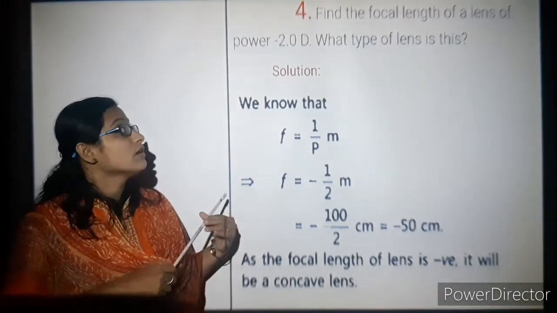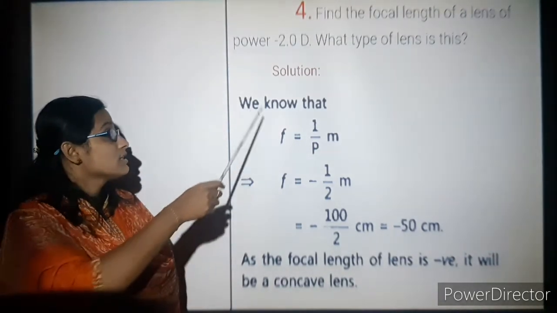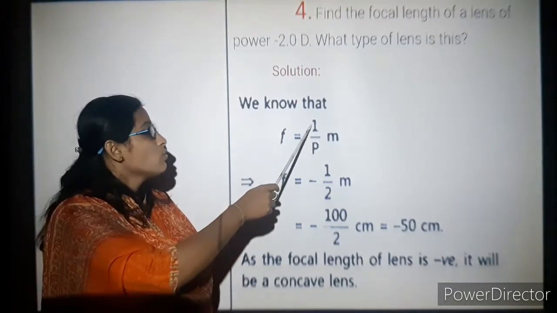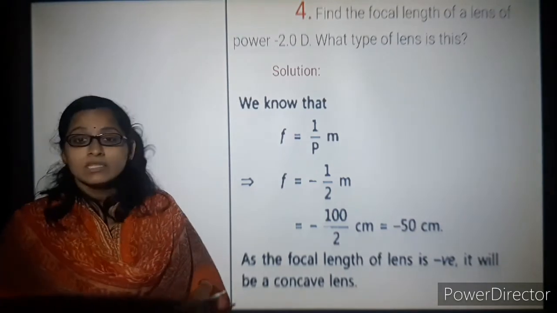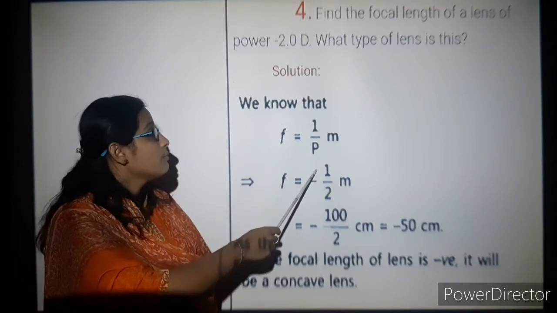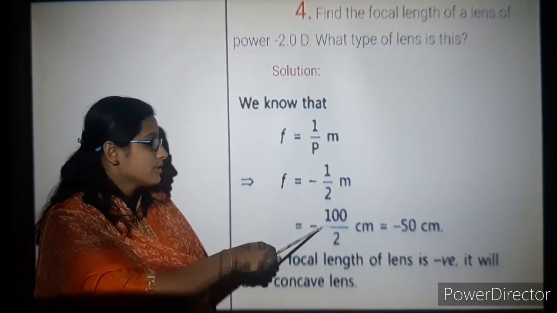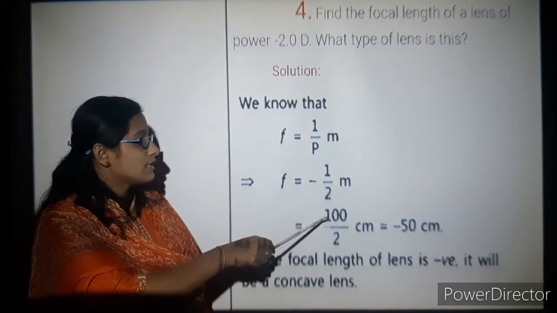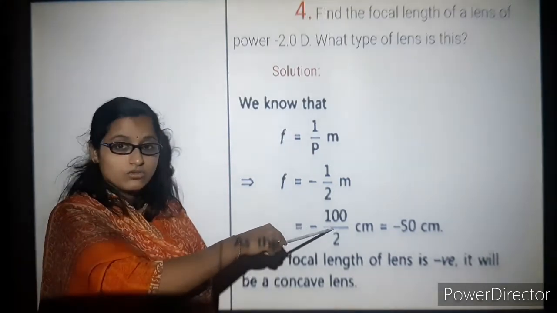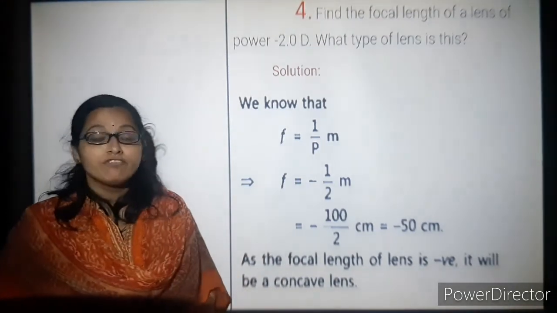This is an almost recurring question with respect to the board exams. So you can see that we know the formula here: focal length f is equal to 1 by P, that is your power of lens formula. Focal length is equal to 1 by P. P is given as minus 2, so it is minus 1 by 2 m. You have to convert, so that is minus 100 by 2 centimeters. While converting meters to centimeters, it becomes 100 by 2 centimeters. It is minus 50 centimeters.